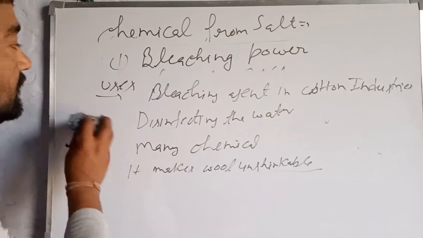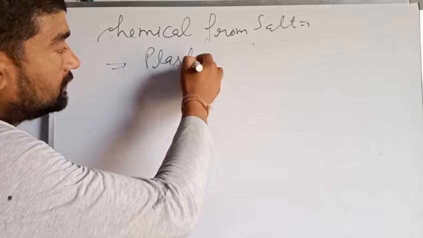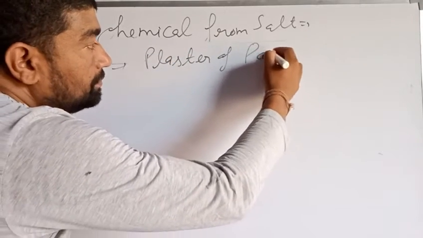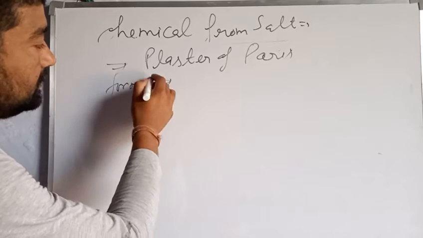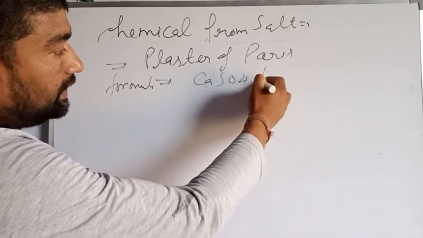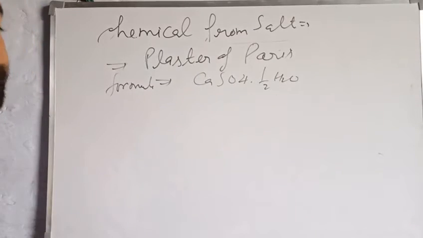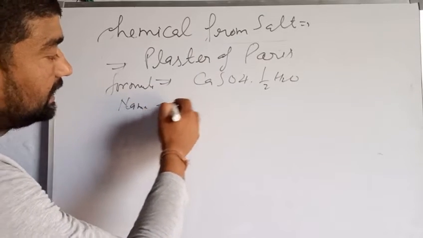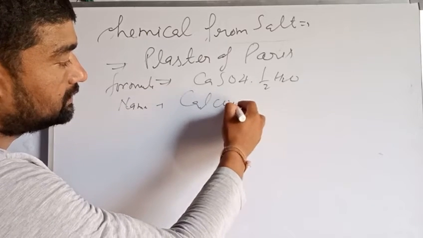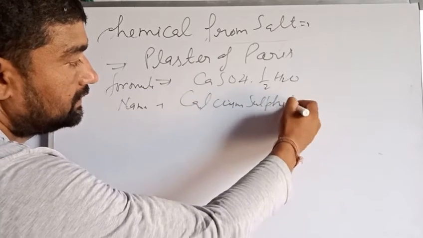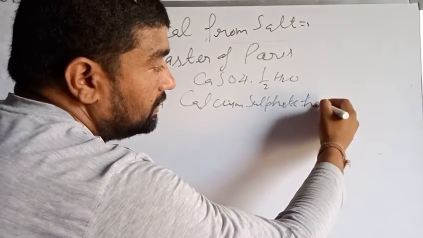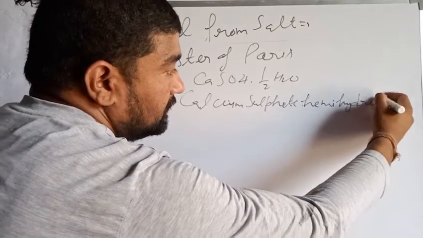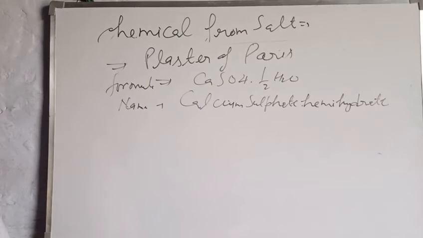Let's quickly move to the last topic for this salt part, which is POP, Plaster of Paris. When we talk about the formula, it is CaSO4 into half H2O. Its chemical name is calcium sulfate hemihydrate. Fine.